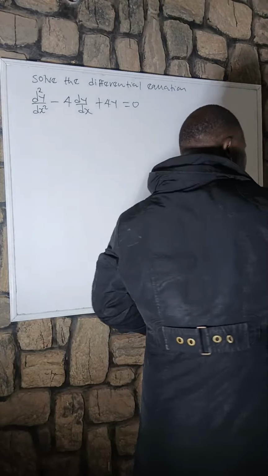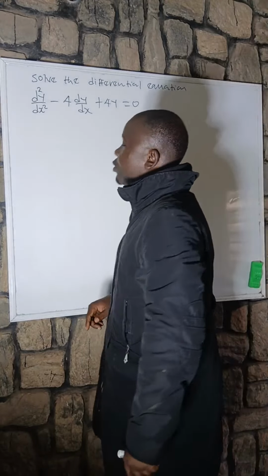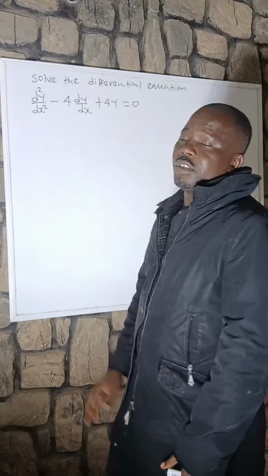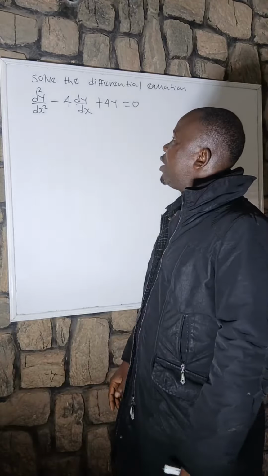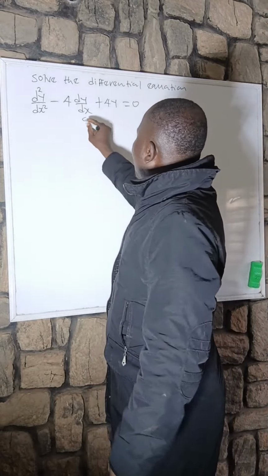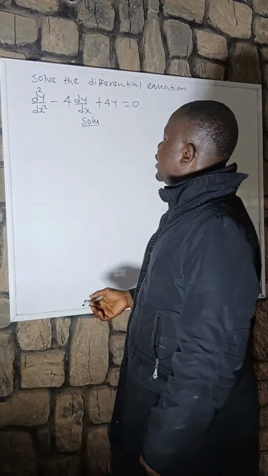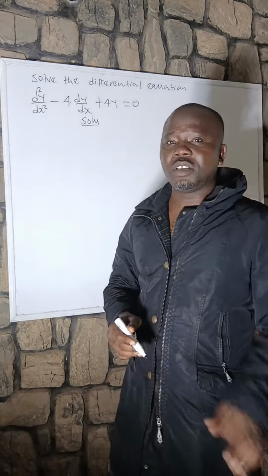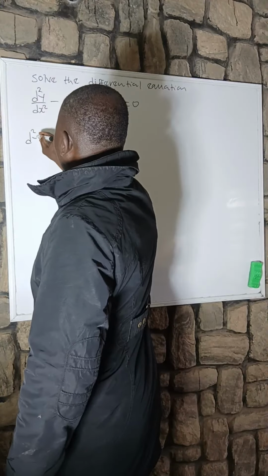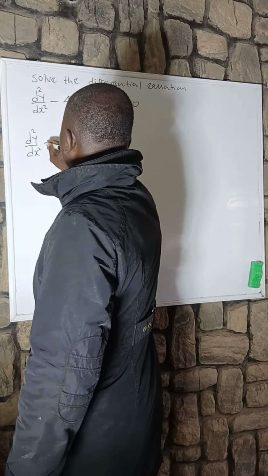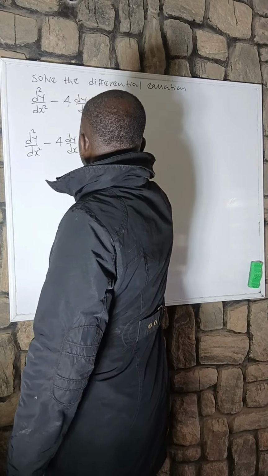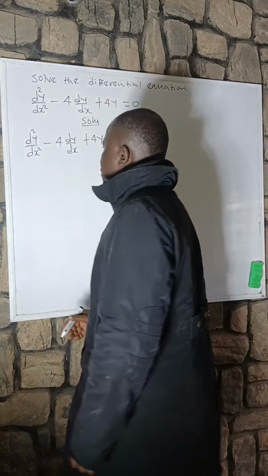Let's go ahead. So how can we solve this second order homogeneous differential equation? We have to look for a solution. Is that clear? So what we do is we write a solution. Sometimes, don't be surprised, this differential equation that you are seeing, d squared y over dx squared minus 4 dy over dx plus 4y equals 0.